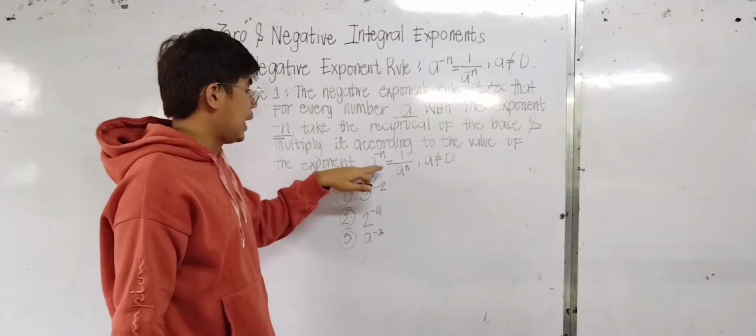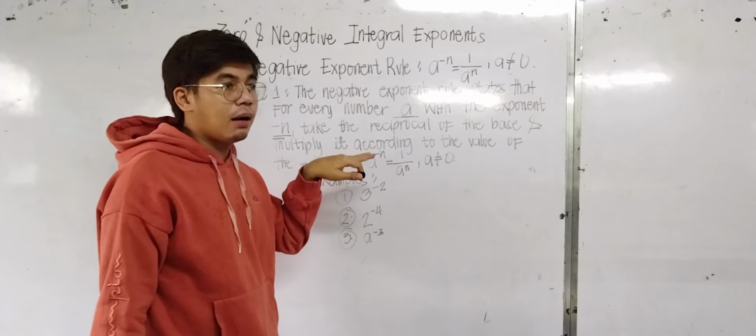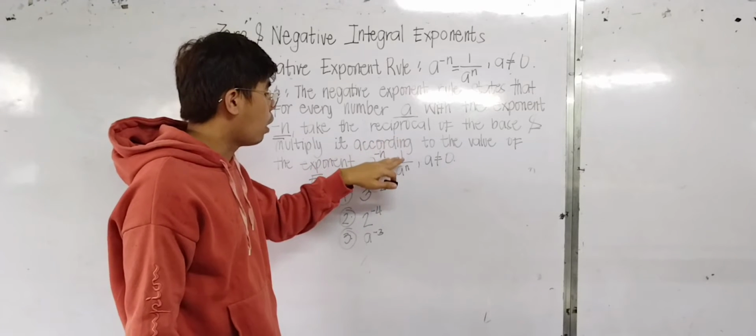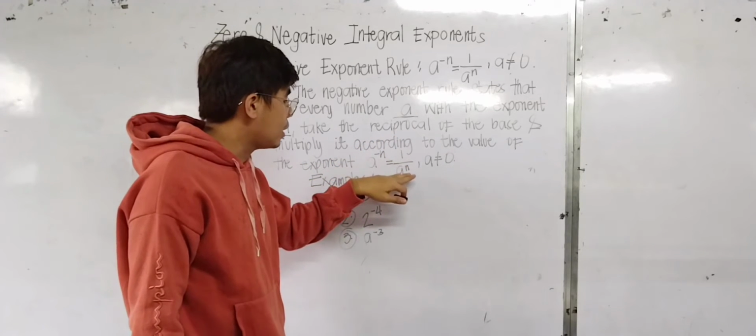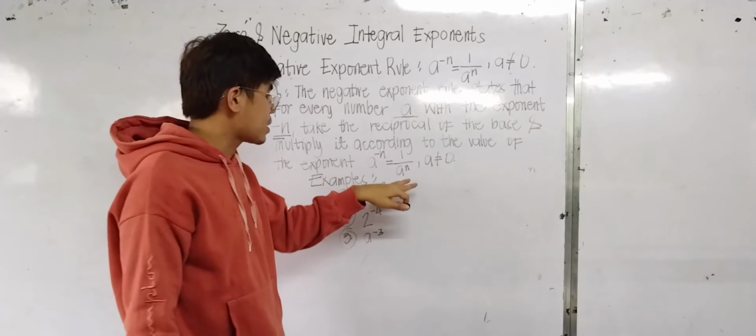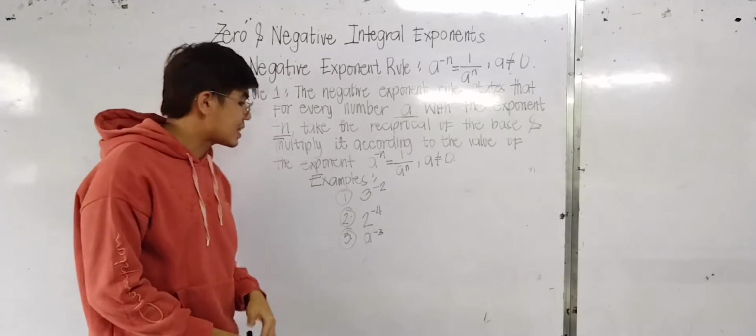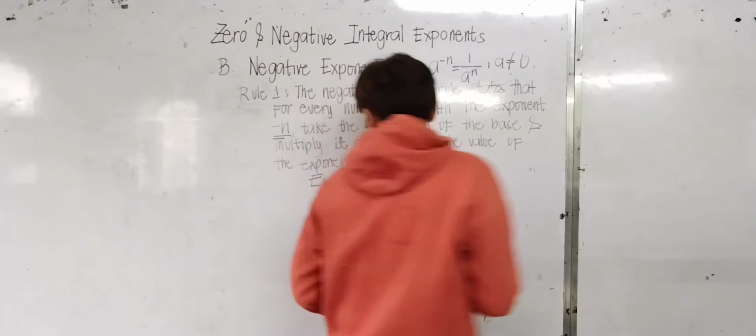So we have here a raised to negative n. We need to find the positive reciprocal. So we have 1 over a raised to n. The negative n will become positive n, where a is not equal to 0. Let's try example number 1.